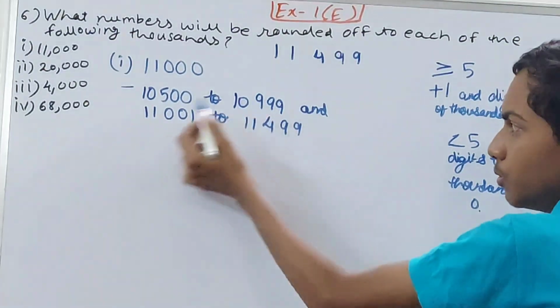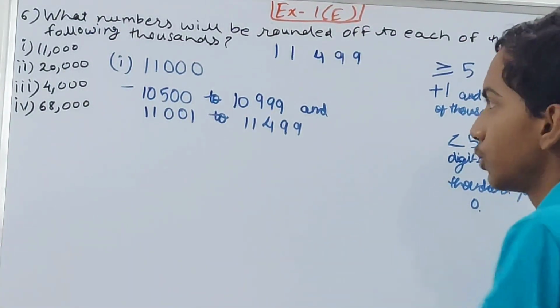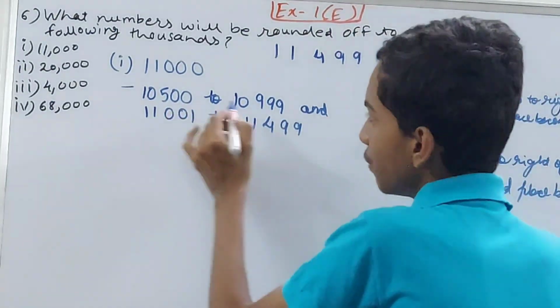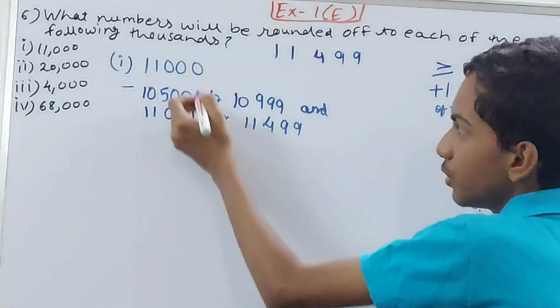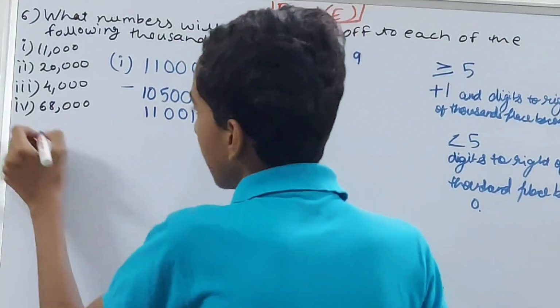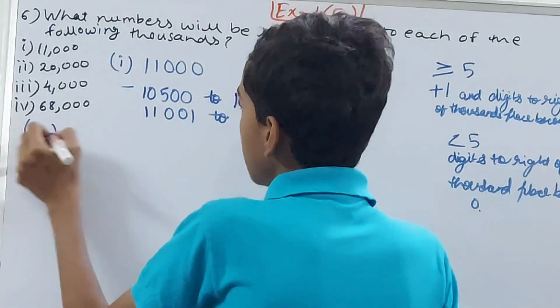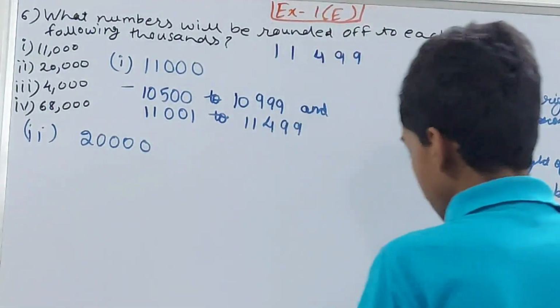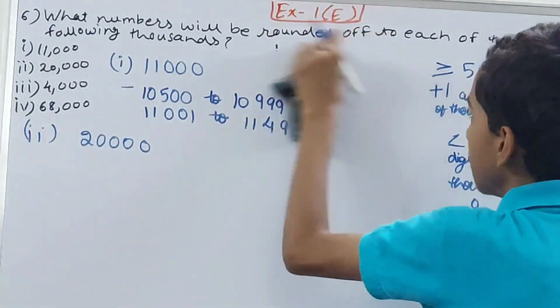And you can do the other two parts by yourself. The rest of the numbers that lie in between, you just have to put in. So the answer is 10,500 to 10,999, and 11,001 to 11,499. See the second part. You have 20,000. You don't need to write this down, it's just for the explanation.